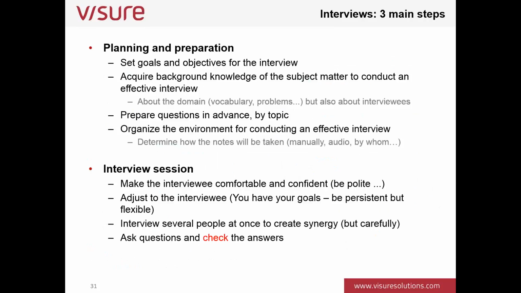And always ask questions and check the answers. Okay, so you ask, so how are you doing this process? Well, we do A and then we do B. Oh, so you do first A and then you do B. Yes, that's it. Or no, you got it wrong. Whatever. It's one of the good points of the interview that you have immediate feedback, so use it.